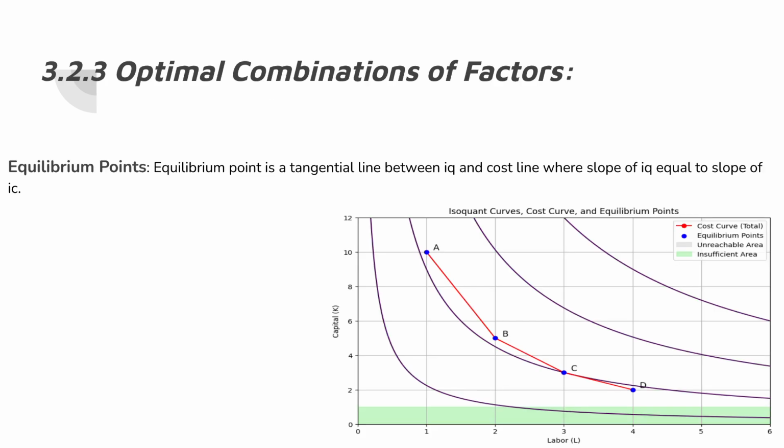Optimal combinations of factors. Equilibrium points. Equilibrium point is a tangential point between isoquant and isocost line where slope of isoquant equals slope of isocost. At this point, the firm uses input in such a way that cost is minimized for a given level of output. The curves in the graph show efficient input combination.